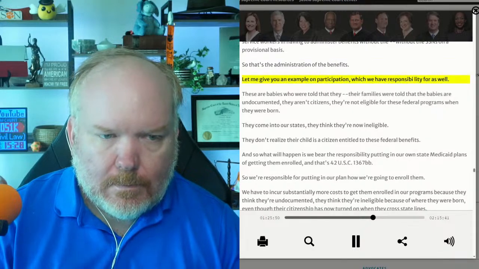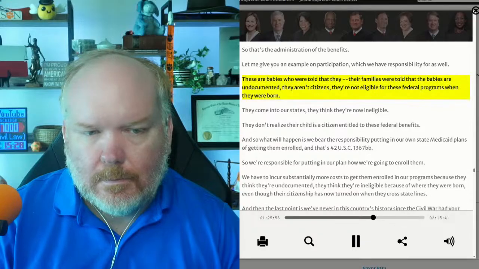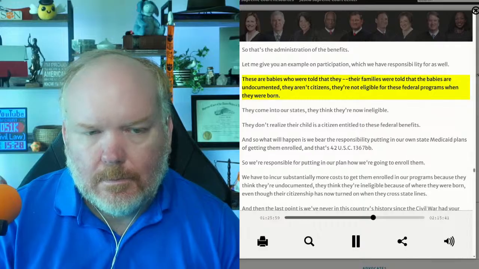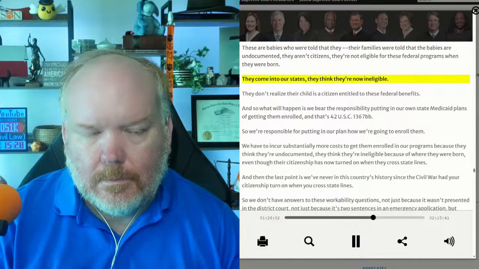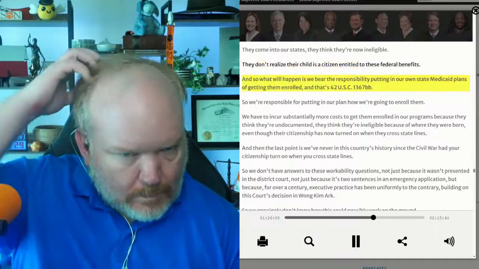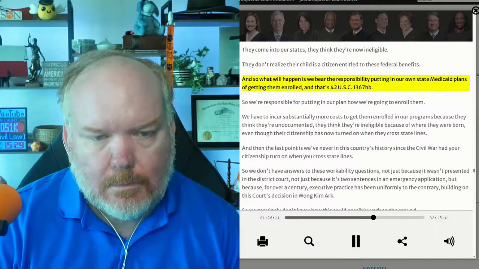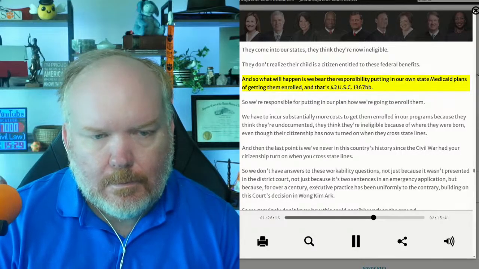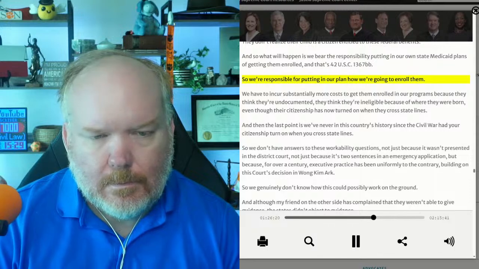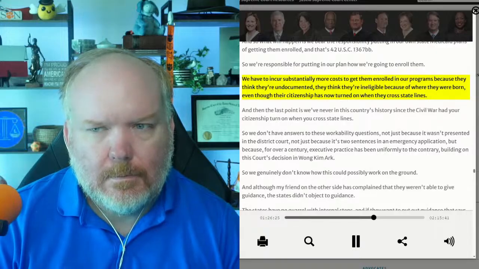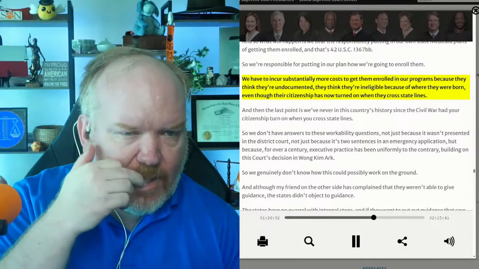Let me give an example on participation, which we have responsibility for as well. These are babies whose families were told that the babies are undocumented, they aren't citizens, they're not eligible for these federal programs when they were born. They come into our states, they think they're now ineligible. They don't realize their child is a citizen entitled to these federal benefits. And so what will happen is we bear the responsibility, putting in our own state Medicaid plans, of getting them enrolled. And that's 42 U.S.C. 1396u-2(b)(3)... so we're responsible for putting in our plan how we're going to enroll them. We have to incur substantially more costs to get them enrolled in our programs because they think they're undocumented, they think they're ineligible because of where they were born, even though their citizenship has now turned on when they cross state lines.